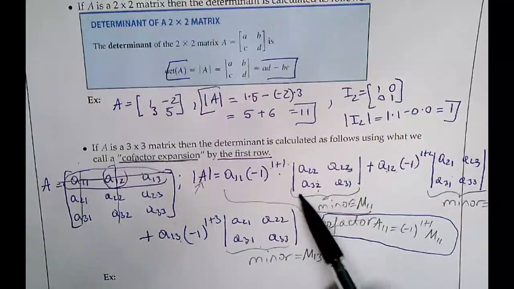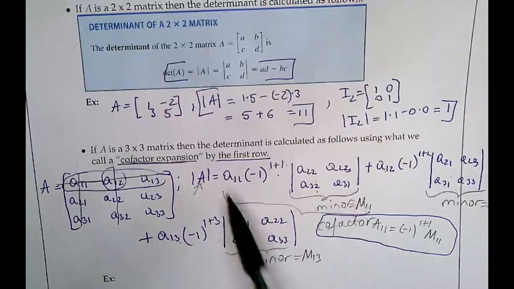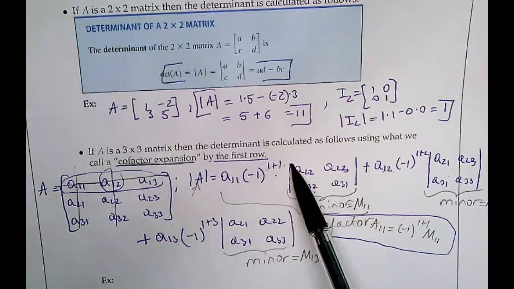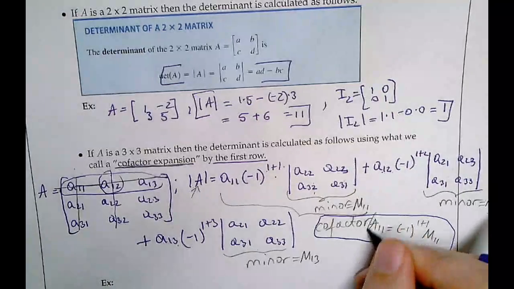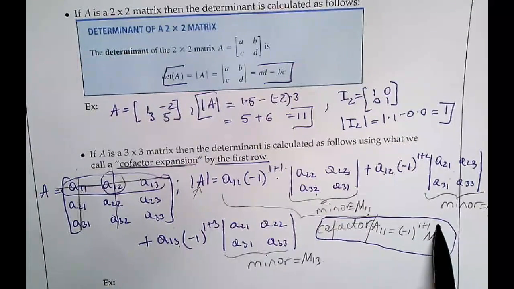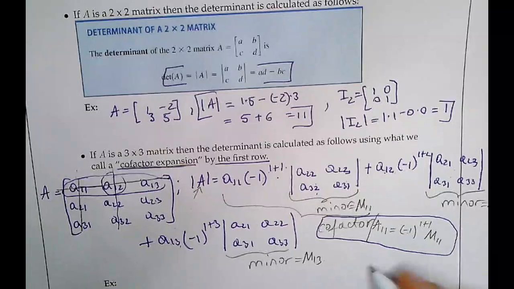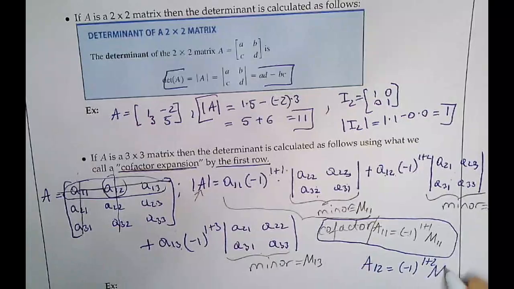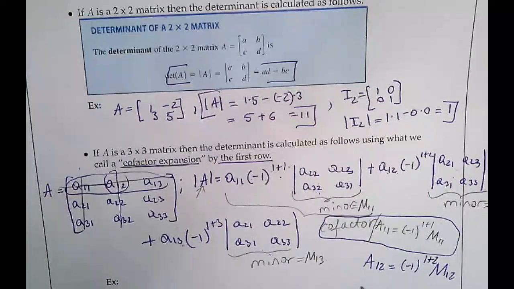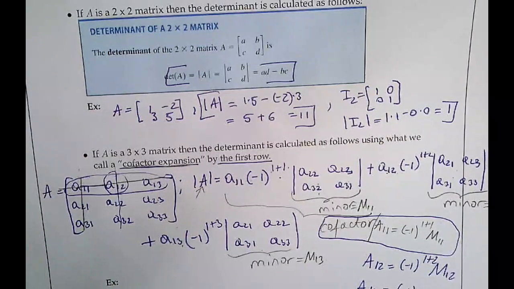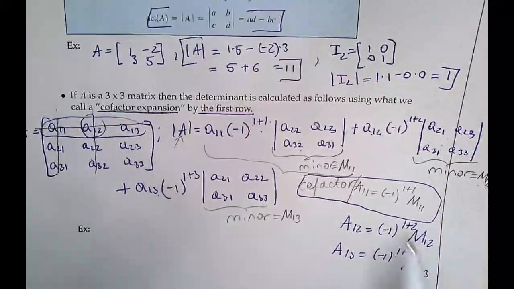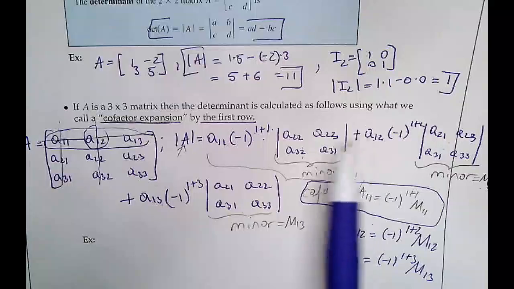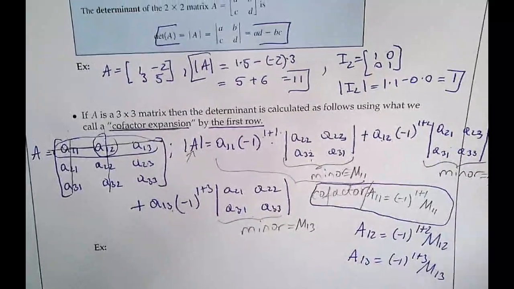So the minor is just the determinant. The cofactor includes this sign, negative 1 to the 1 plus 1. So the cofactor A11 is just negative 1 to the 1 plus 1 times M11. And the cofactor A12 will be negative 1 to the 1 plus 2 times the minor M12. And the cofactor A13 will be negative 1 to the 1 plus 3 times M13. Sorry. So this is just some terminology that comes with cofactor expansion.